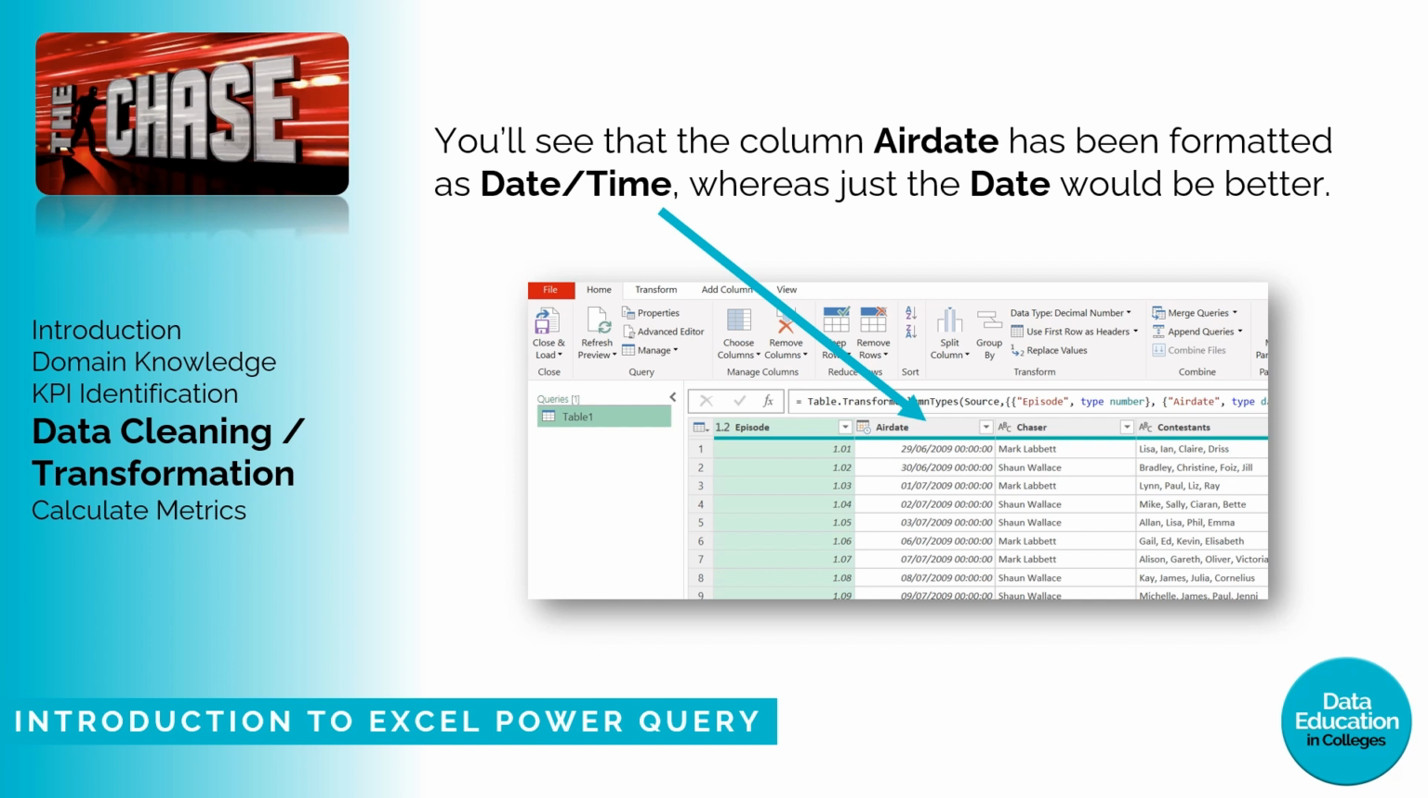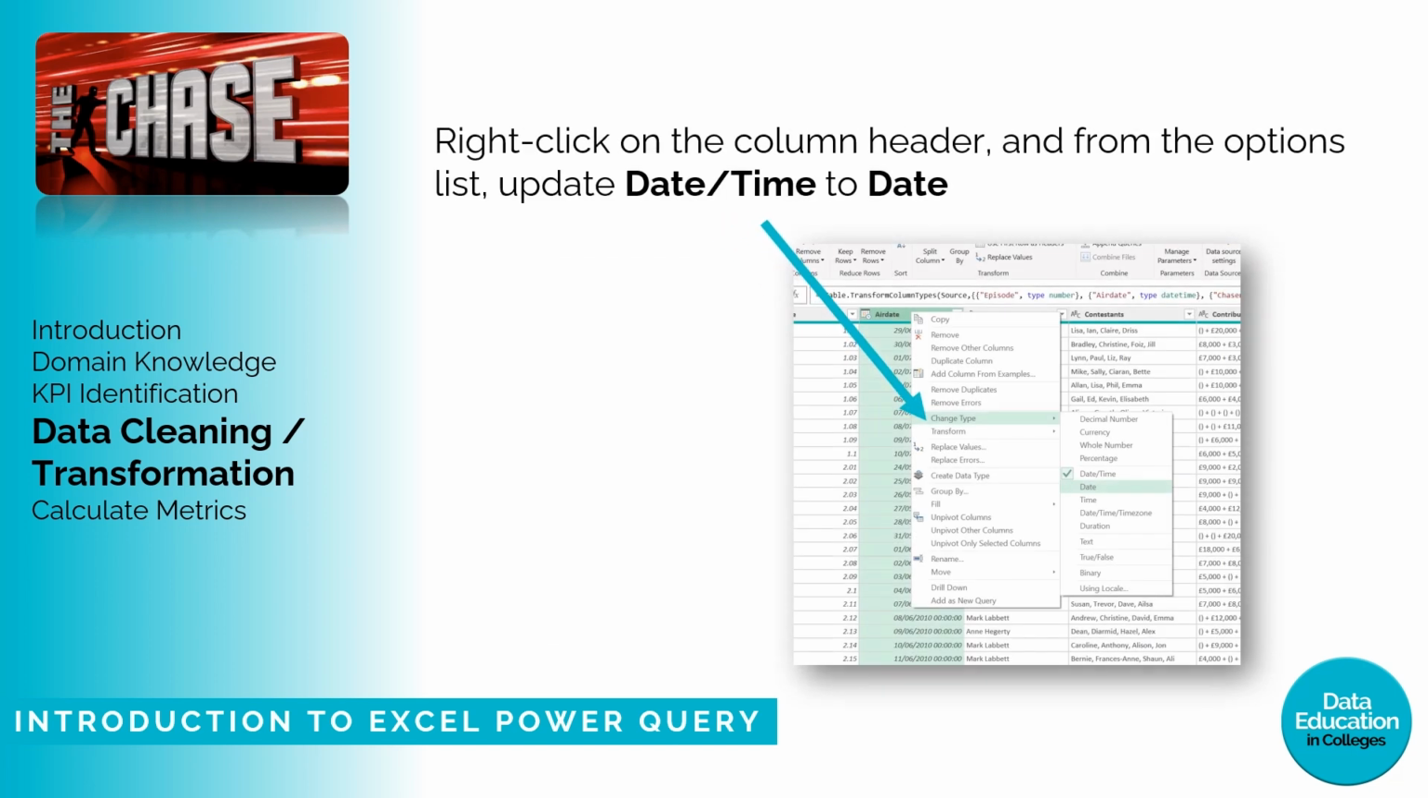You'll see column air date has been formatted as date time. It's automatically added this timestamp at the end, whereas date would make more sense. So just right click on the column header, and from those options, change date time to date.